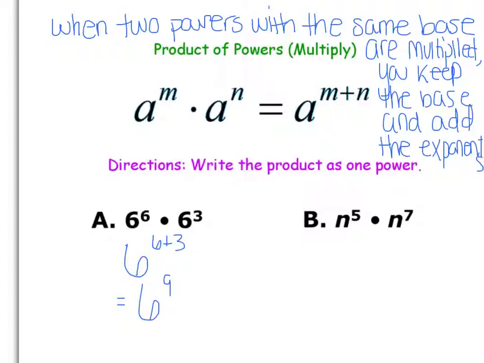So until you get the hang of this, I want to see this step and I want to see this step. For n to the 5th times n to the 7th, we have n to the 5 plus 7 power, and that equals n to the 12th. Did you get these right? Hopefully you did. Let's try some more.